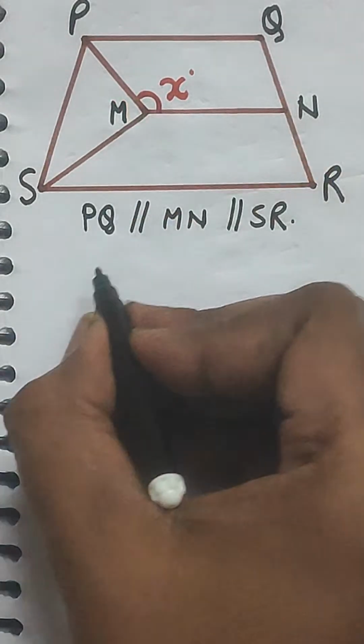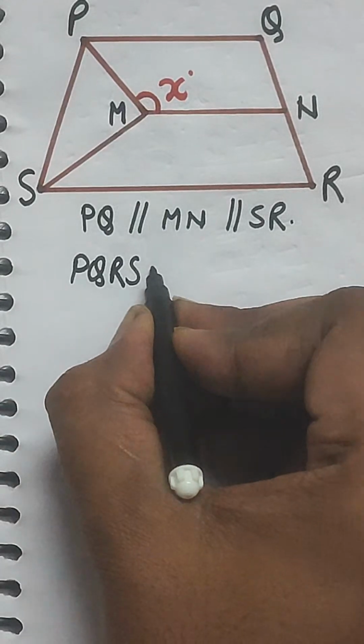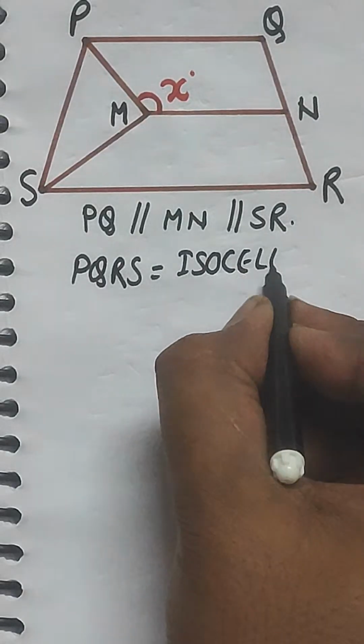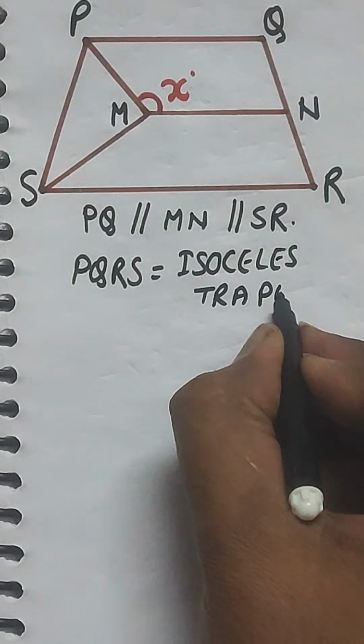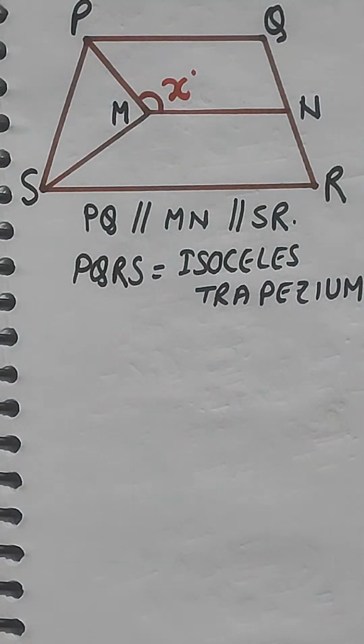And this trapezium PQRS is isosceles trapezium, right? It's given to you.